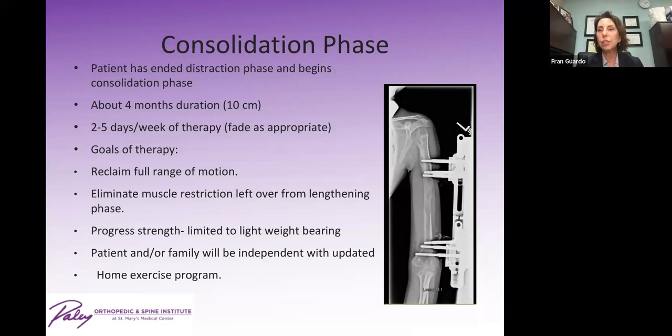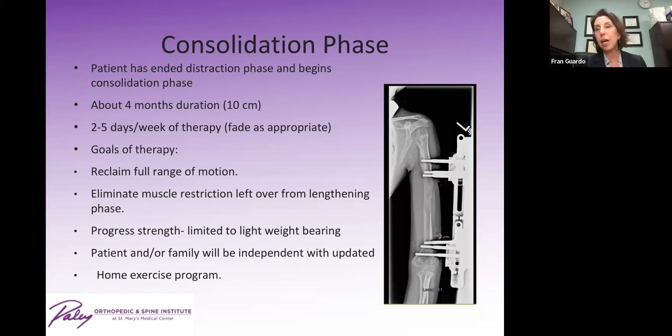And if it's an adult, adults take a little bit longer to consolidate. So it's usually about a 1.5 ratio. So if you had a 4-month distraction phase for an adult, it's typically going to be about 6 months for consolidation. Therapy during the consolidation phase can typically fade, and it's based on where you are right at the end of lengthening.